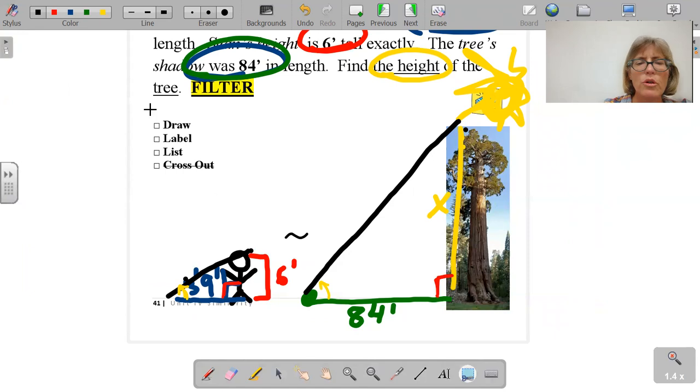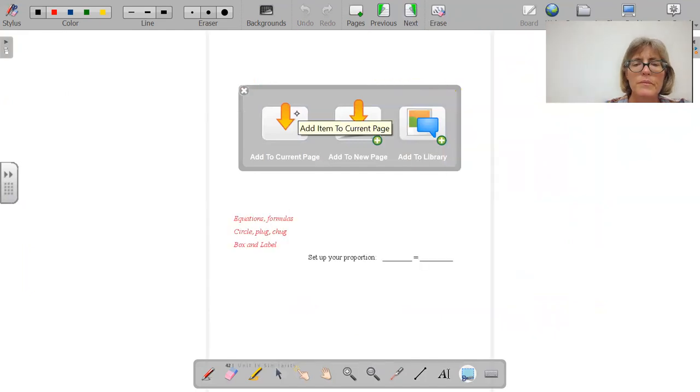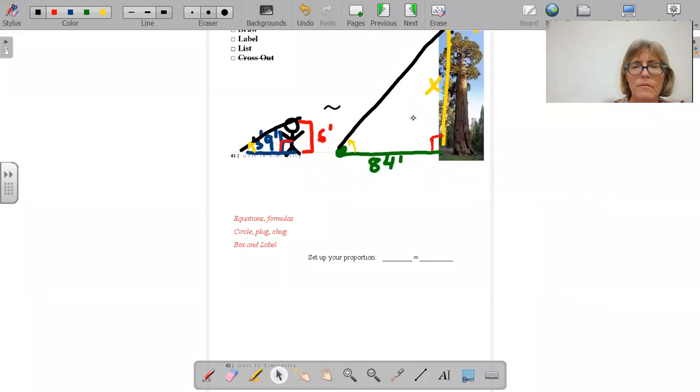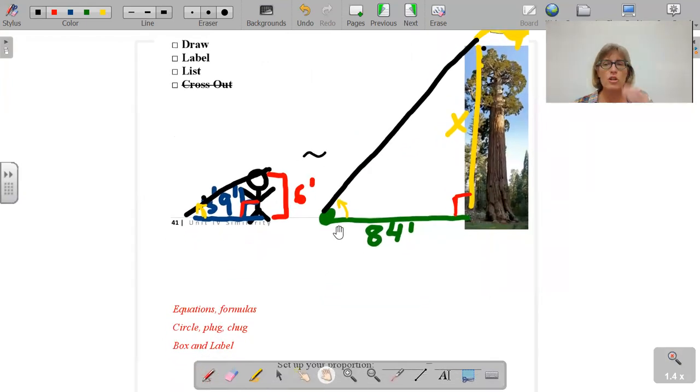So I'm going to pull this over to the next page. Alrighty, so there's several ways you can do this. You can do it height to height, shadow to shadow. You can do it height, shadow, height, shadow. You can do it shadow to height, shadow to height. The name of the game is match the sides and mirror whatever direction you're going to go. Match the sides, mirror the direction. So I can go like this: 3 feet 9 inches to 6 feet, 84 feet to unknown.